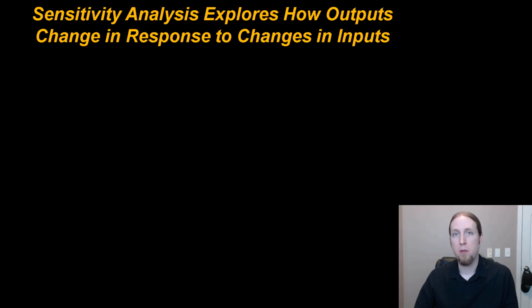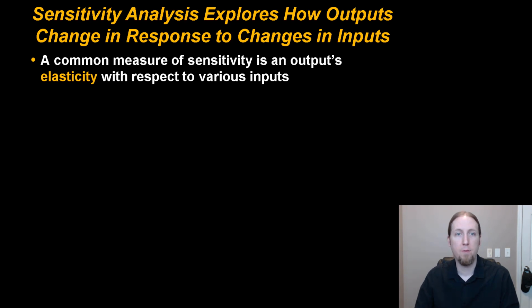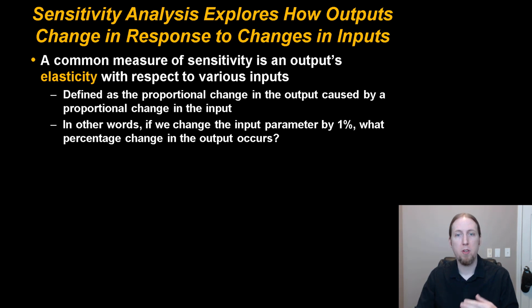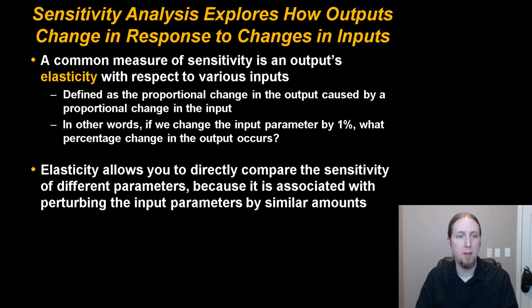There are a couple of different ways that we measure sensitivity, but the most common is what's called elasticity. This is the proportional change in the output value that's caused by a proportional change in an input parameter. In other words, if we change the input parameter by 1%, what percentage change in the output value occurs? With the previous example, we would say something like we want to calculate the elasticity of the break-even mileage with respect to the useful lifetime. That's how we would talk about this.